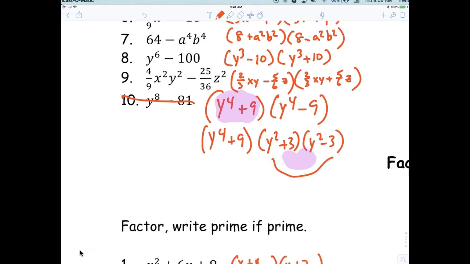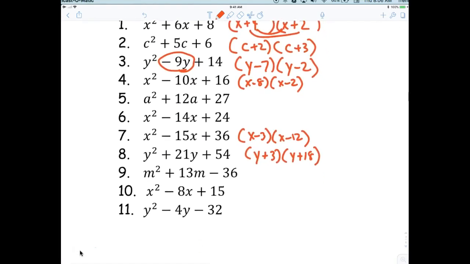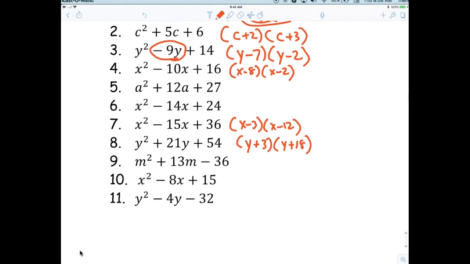Now, continuing down the page. Let's look at 5. What are the factors of 27 that make 12? 9 and 3. So you should be able to say a plus 9, a plus 3. Factors of 24 that make 14: 12 and 2. Everybody with me?